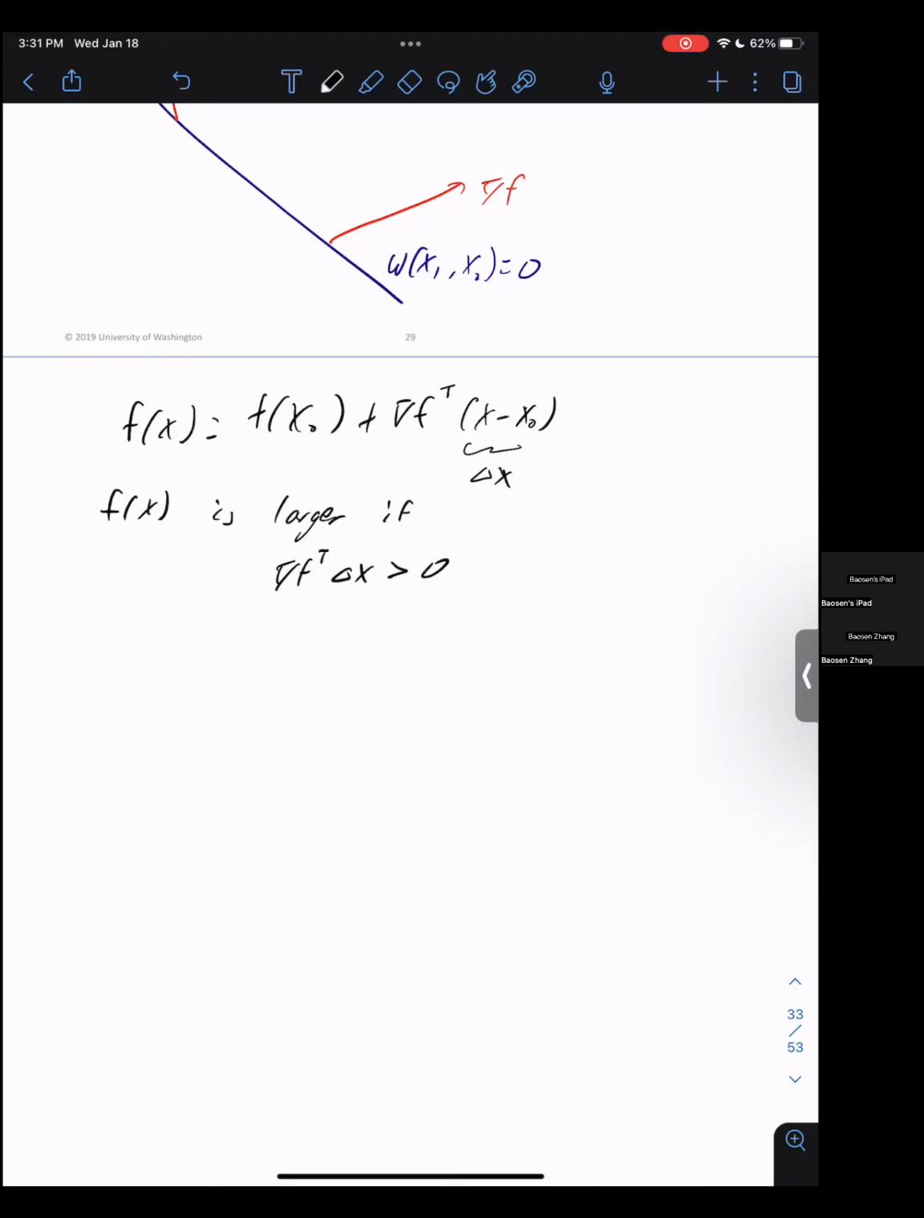This happens if the angle is less than 90 degrees, right? So the inner product is positive, then you make an acute angle, then I can increase my functional value.